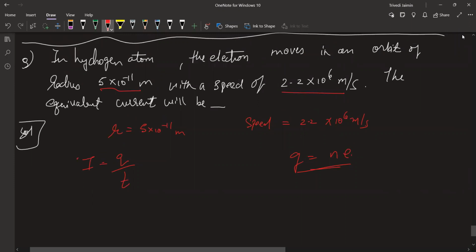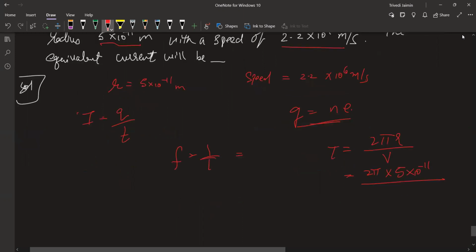First, frequency equals 1 by time period. Okay, so time period equals 2 pi r by speed, velocity. Which is 2 pi into r, which is 5 into 10 to power minus 11, divided by v. But let's not divide here. Keep it like that. Anyhow, we don't want t.